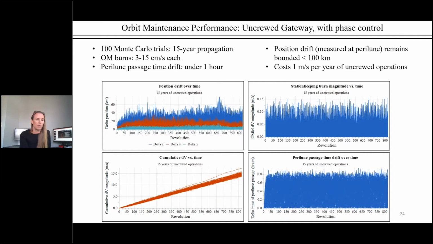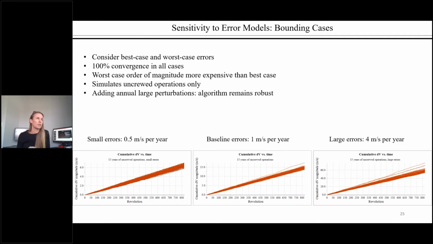Now, I talked about the large and the small bounding errors. This is like best case scenario and worst case scenario. If everything behaves absolutely beautifully, with tiny errors, we might cut our delta V in half. This is about 0.5 meter per second per year. If the whole 15 years acts like the year 2020 and everything that can go wrong does go wrong, it costs more, about 4 meters per second annually, up to 60 meters per second for the 15 years. So it's still quite small.